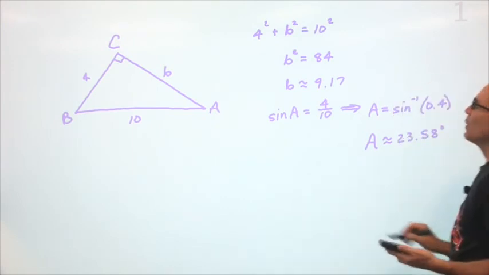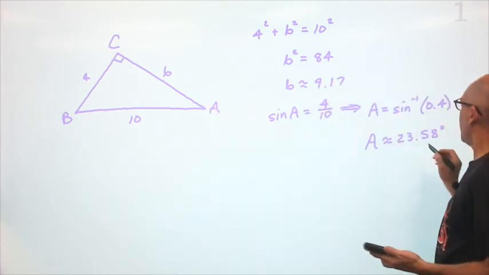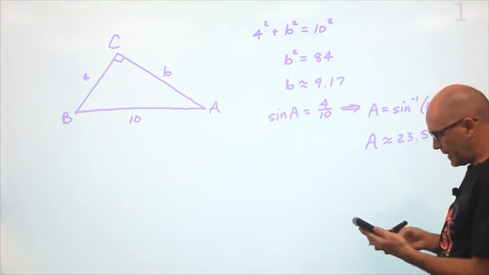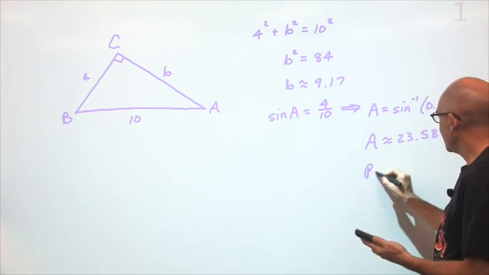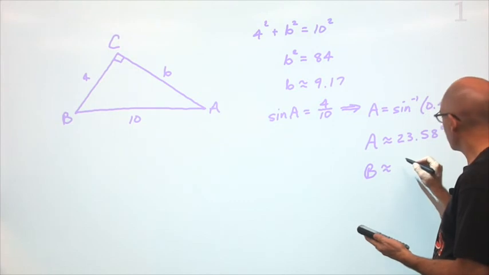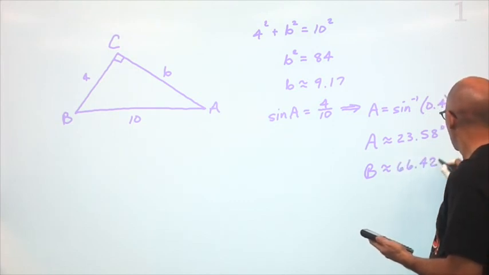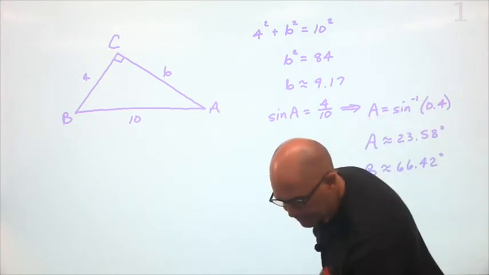And notice the way I drew it, it's a little bit bigger than that. Now, angle B is going to be the complement to that, so I just subtract that from 90, and angle B is going to be approximately 66.42 degrees. That's it. Game over. Have fun with these.